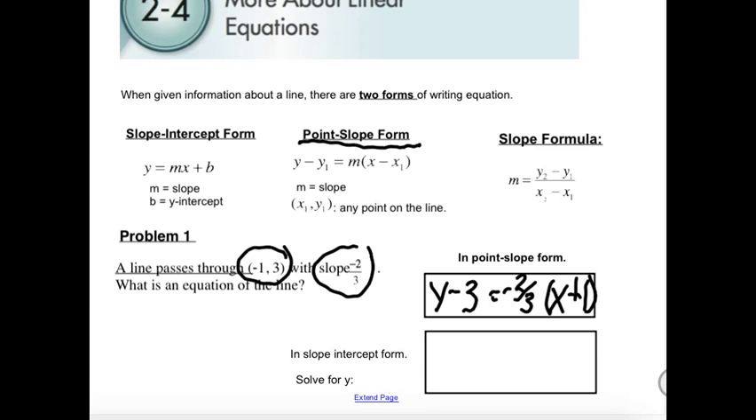If we want to change that into slope-intercept form, we are going to distribute our -2/3. So I have y minus 3 equals -2/3 x minus 2/3. And then I'm just going to add that 3 over. So y equals -2/3 x plus 2 1/3.